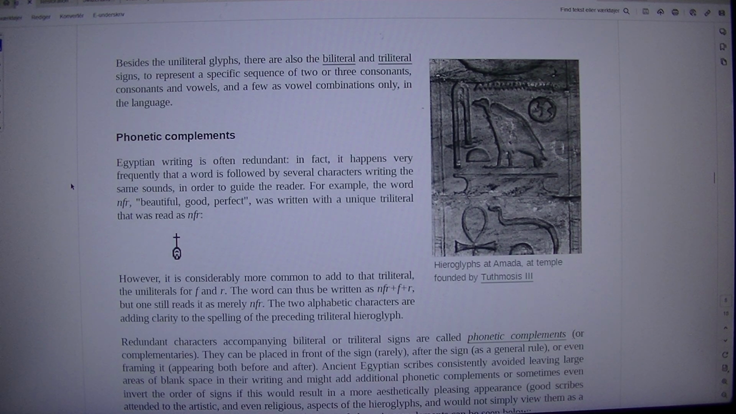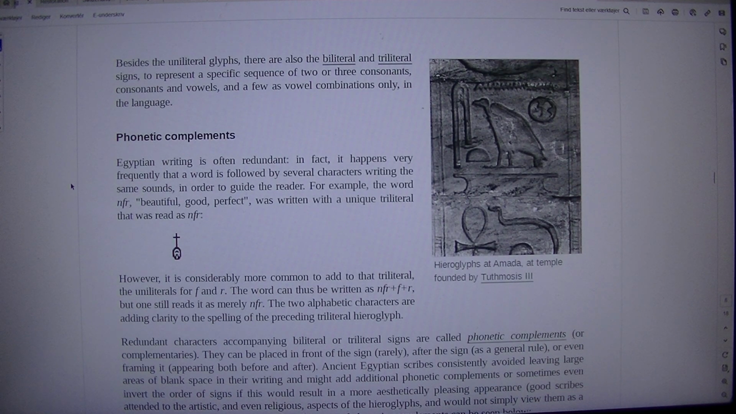Besides the unilateral glyphs, there are also the biliteral and triliteral signs, to represent a specific sequence of 2 or 3 consonants and vowels, and a few as vowel combinations only, in the language. Phonetic complements. Egyptian writing is often redundant. In fact, it happens very frequently that a word is followed by several characters writing the same sounds, in order to guide the reader.